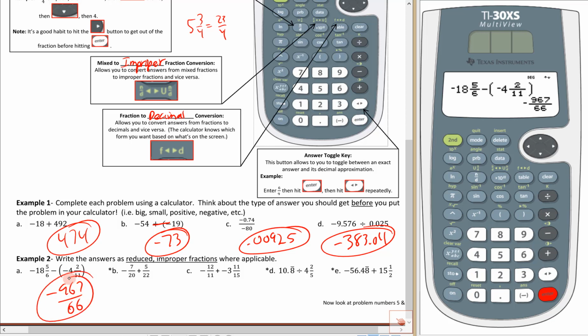Now, imagine how tedious that would be to do by hand. Could you get a common denominator with 6 and 11? My gosh, it would be 66. We could get a common denominator and do the whole thing, but that would just be a total hassle. Okay, so let's take a look at the next one.